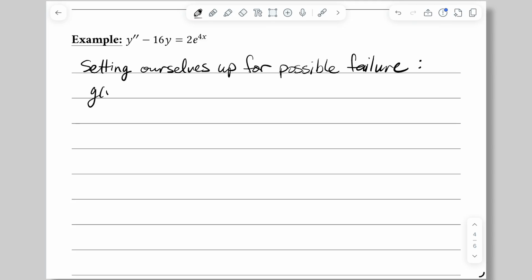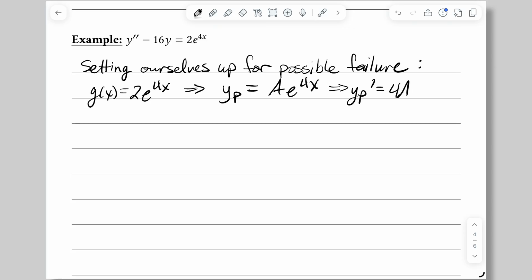So we see here that g of x is equal to 2e to the 4x, which is going to give us y sub p of ae to the 4x. Remember, this is wrong to do. We should always start with the auxiliary function, but I'm going to show you here why. Since we have yp equals ae to the 4x, we get that yp prime is 4ae to the 4x, and yp double prime is equal to 16ae to the 4x.